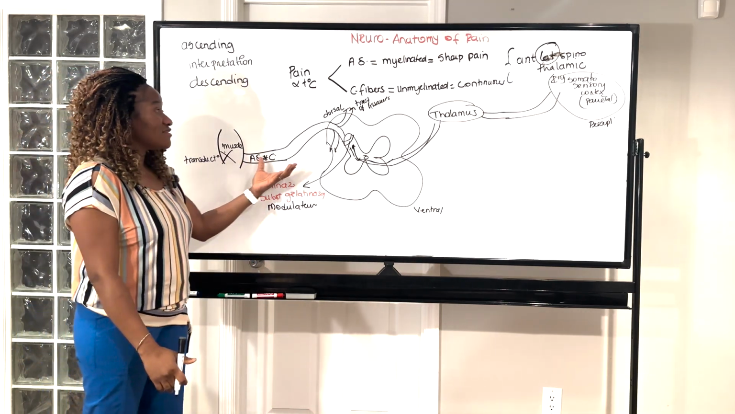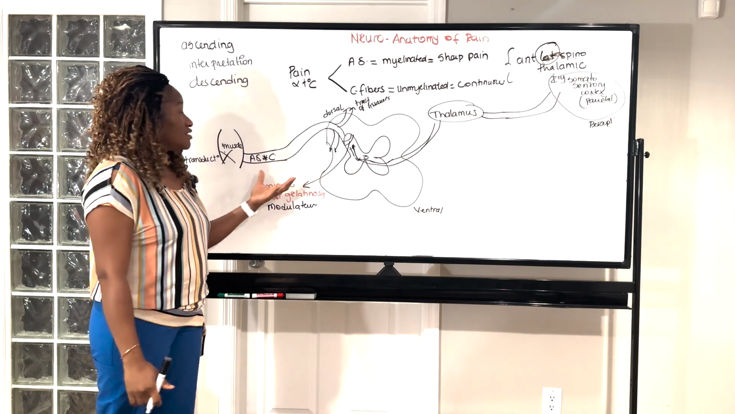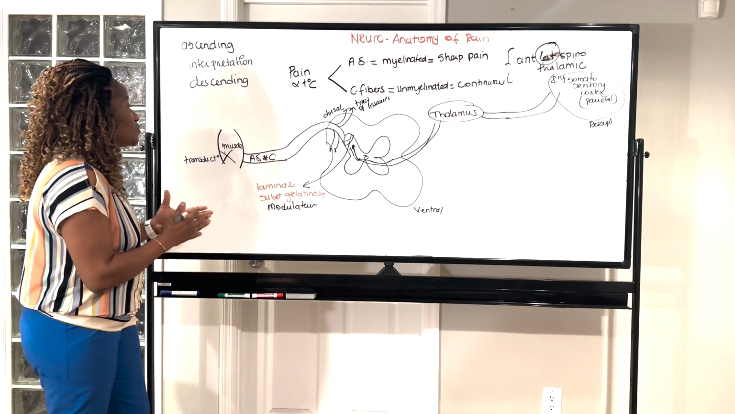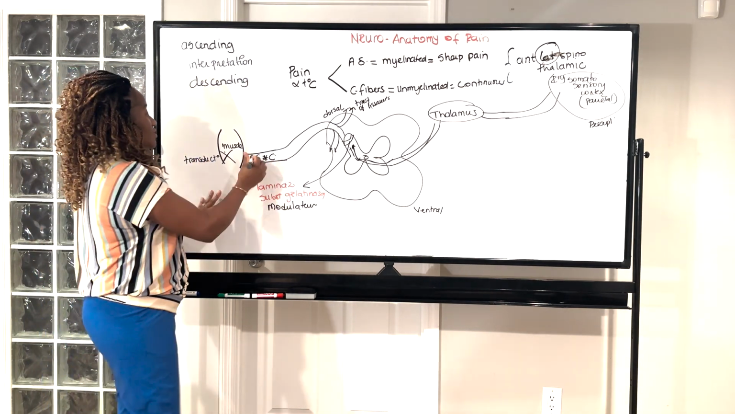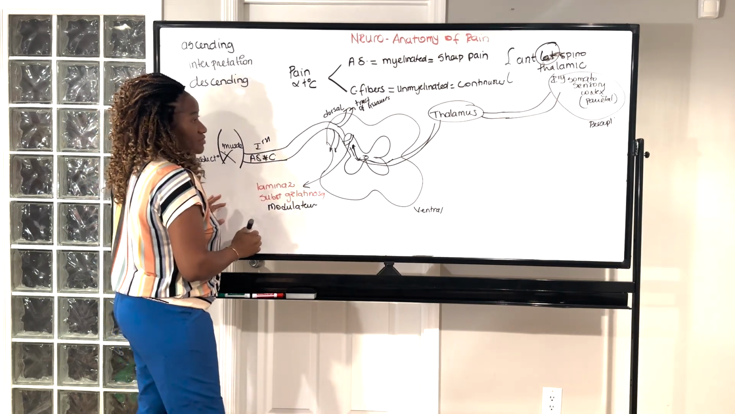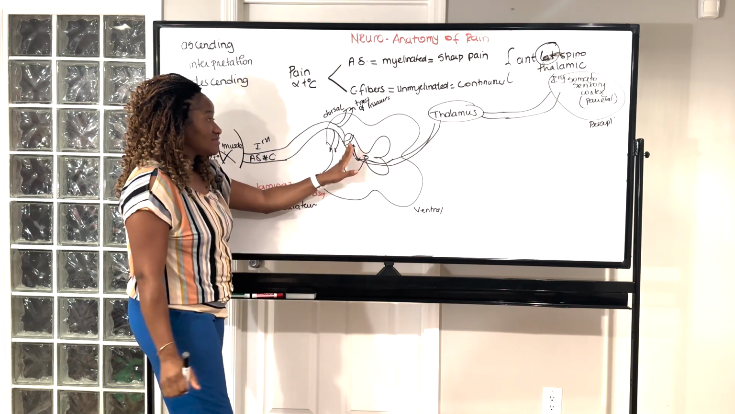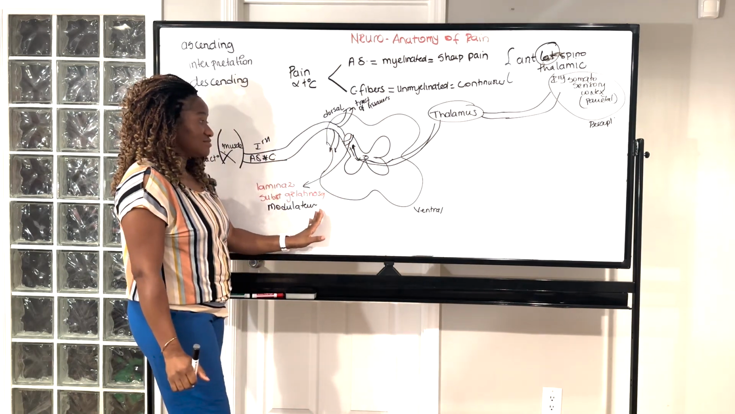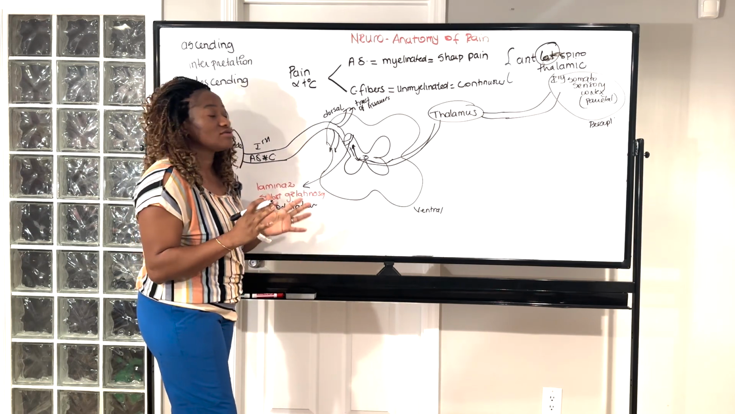Now, the second phase of this pain transfer is going to be called the transmission. The transmission is when we move from the first order neuron, which are these fibers first. They're going to transmit into the gate. The gate is the substantia gelatinosa. The gate is going to tell if it's going to be perceived as a pain or not.